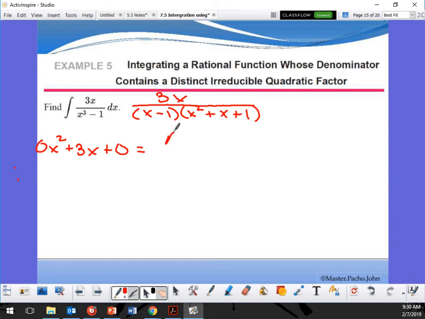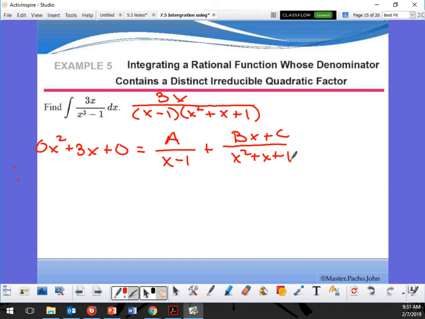Equals a over x minus 1, plus bx plus c over x squared plus x plus 1. That's what we just got from that previous slide. If I have a piece that doesn't factor, that x squared plus x plus 1, it is irreducible. So from there, I could go ahead and do all my work. Common factors.